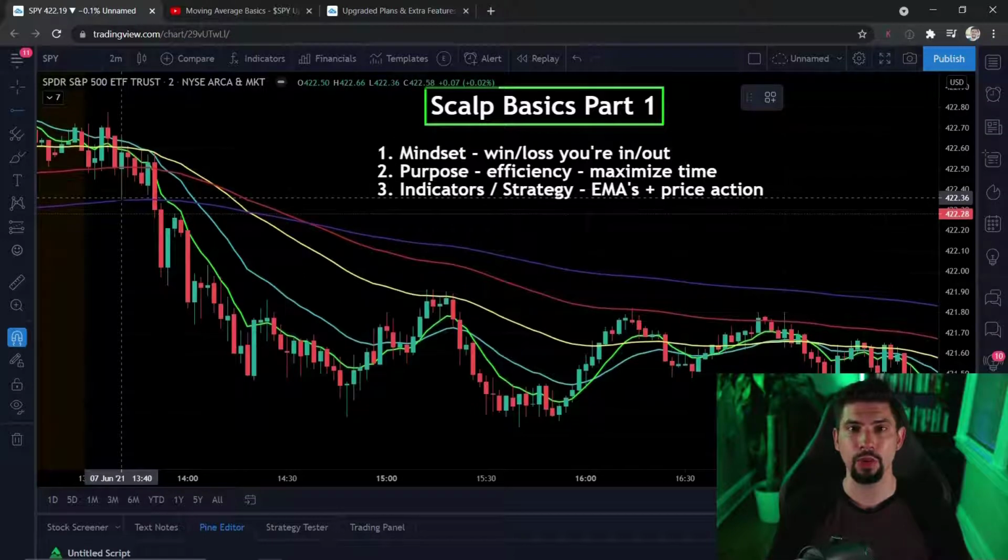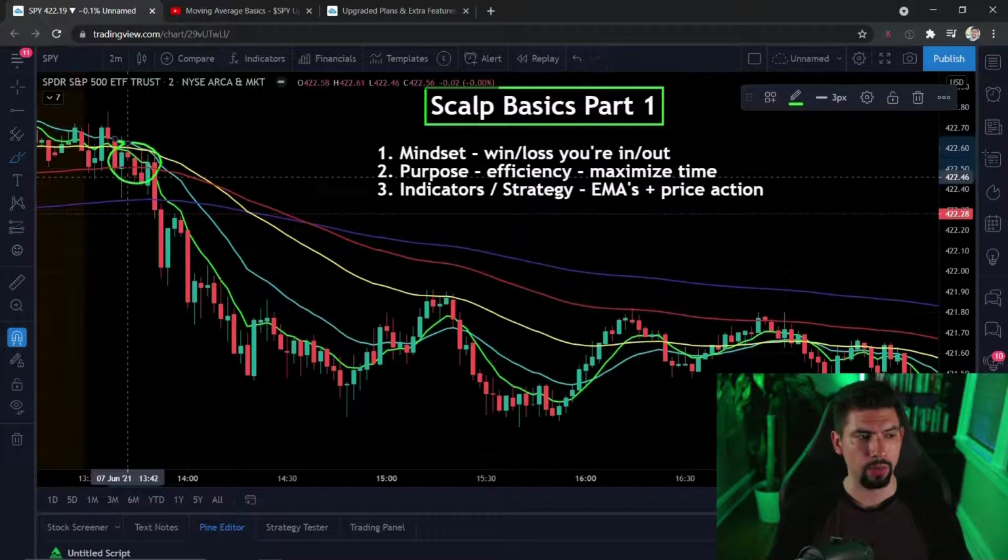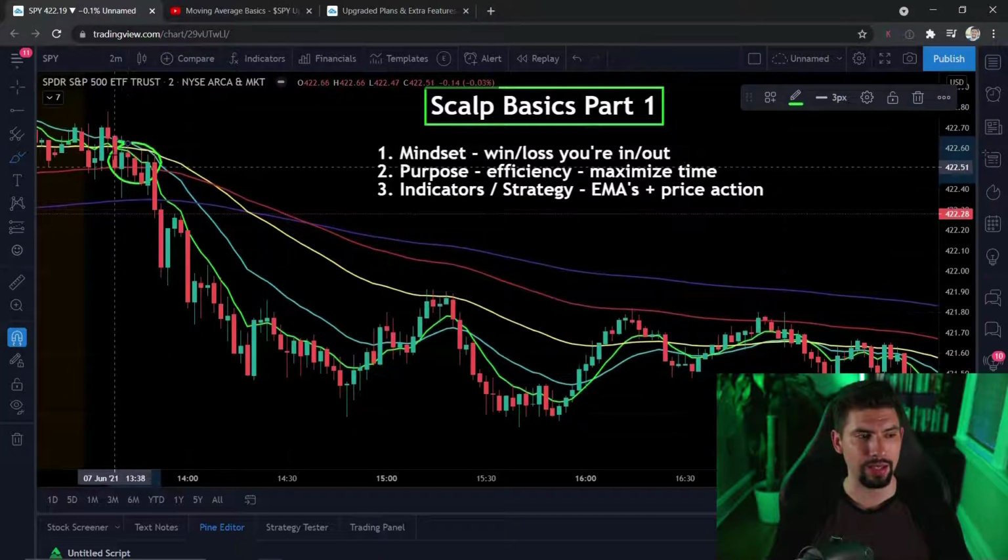In this example, what we would want to do is look for previous 2-minute candle lows to be broken after it has tested the 8 EMA. So if we look in this general area, we have price touching the 8 EMA several times.